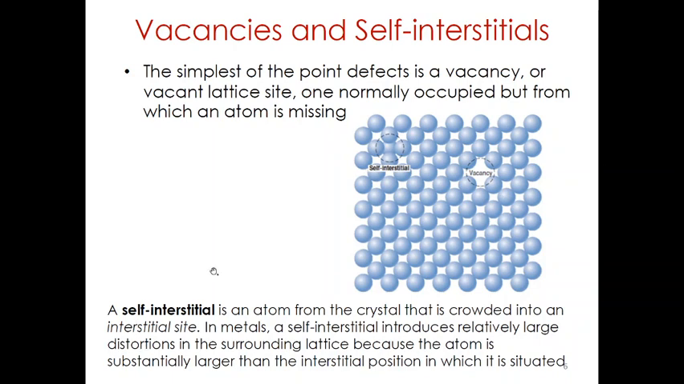A self-interstitial is an atom from the crystal that is crowded into an interstitial site, a small void space that under ordinary circumstances is not occupied. This kind of defect is also shown in this particular figure. In metals, a self-interstitial introduces relatively large distortions in the surrounding lattice because the atom is substantially larger than the interstitial position in which it is situated. Means the size of this particular void is smaller than the atomic radius of this particular atom. So that's why the surrounding atoms have to adjust themselves in order to accommodate this new atom, the self-interstitial atom. So that's why there is a distortion present in the local vicinity of this self-interstitial atom.